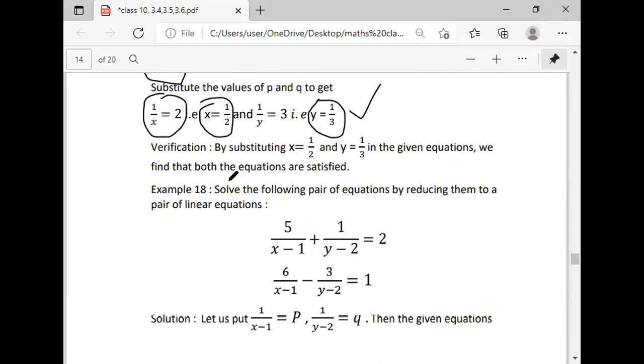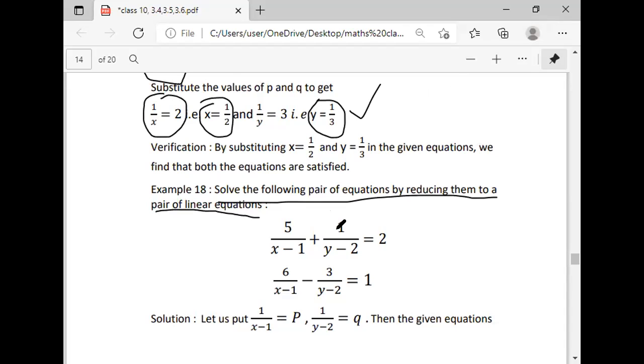So let us do another example. Solve the following pair of equations by reducing them to a pair of linear equations. You're already given that in the question, but in your exams, you may be asked to just solve the pair of equations. No method will be mentioned. You can use any method. Okay, so you are given the equation.